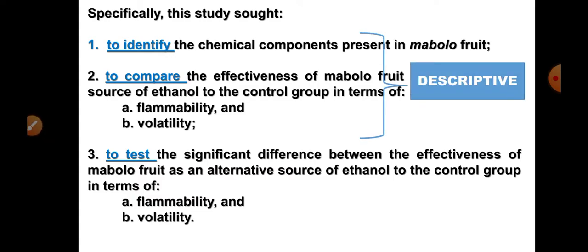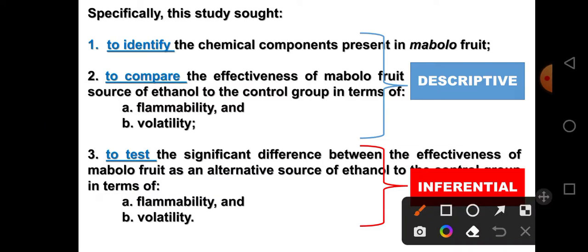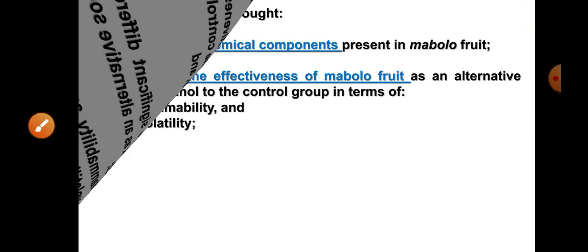So the first two specific objectives are considered to be the descriptive research questions, while the third specific objective is considered to be the inferential one. So what is the difference between the two? How can we distinguish the descriptive research questions from the inferential research questions? Let's try to discuss first the descriptive research questions.